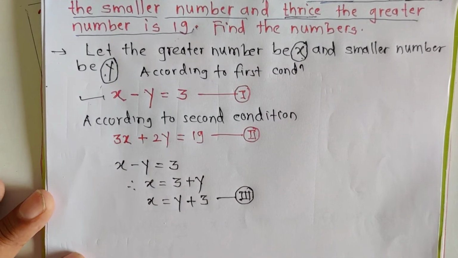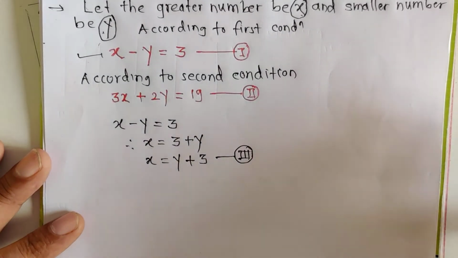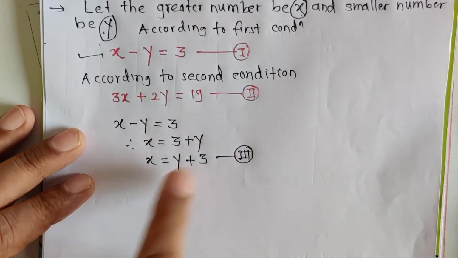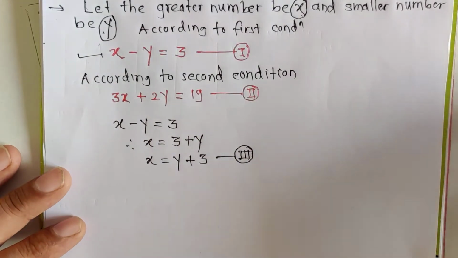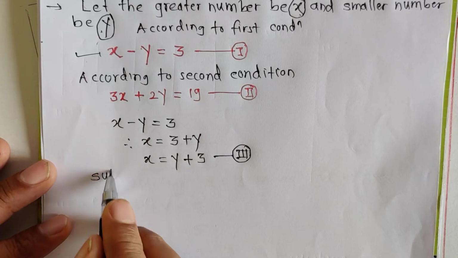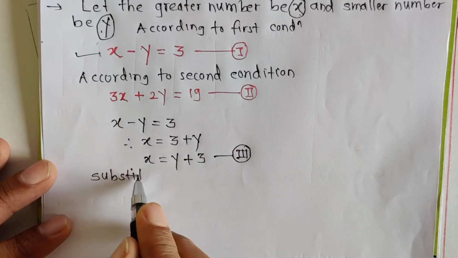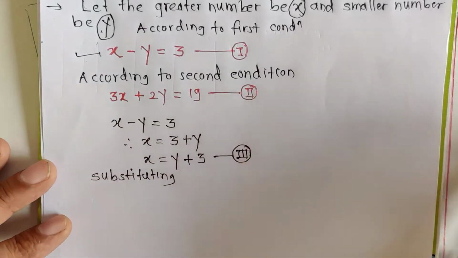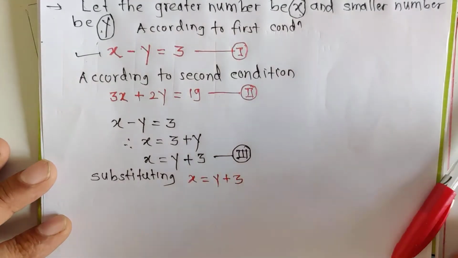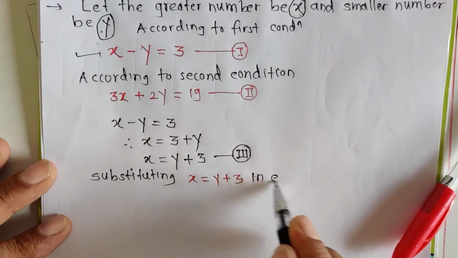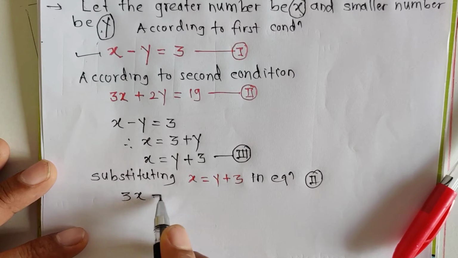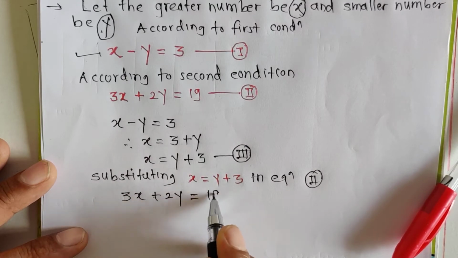Now in substitution method, we have to substitute this value in equation 2 because we have simplified this equation 1. Now substitute in equation number 2. So substituting, this method is called substitution method. Substituting x is equal to y plus 3 in equation 2. So what is equation 2? 3x plus 2y is equal to 19.